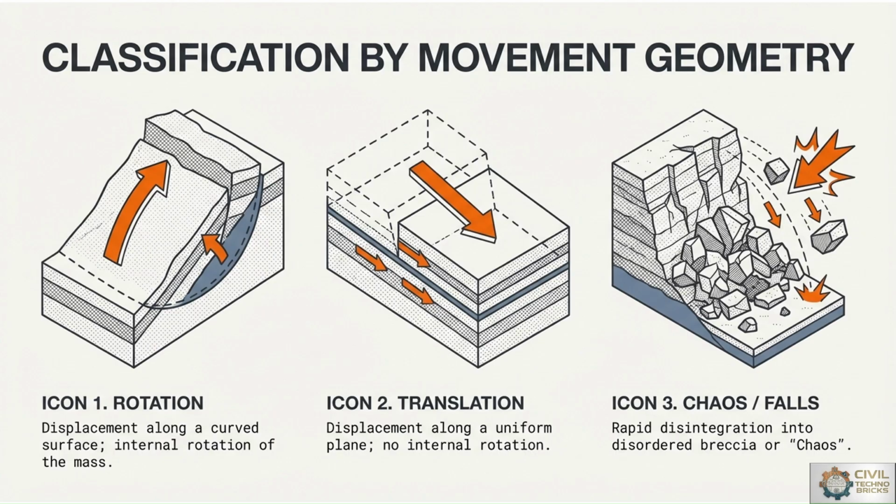Classification by movement geometry depends on three parts: rotation, translation, and chaos or falls. First, rotation, which is a displacement along a curved surface, with internal rotation of the mass. Second, translation, which is a displacement along a uniform plane or within the plane where no internal rotation occurs. And third, chaos, or falls, where there is rapid disintegration into dissolved breccia, or rock fragments. That is chaos.